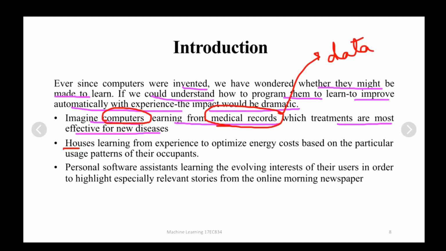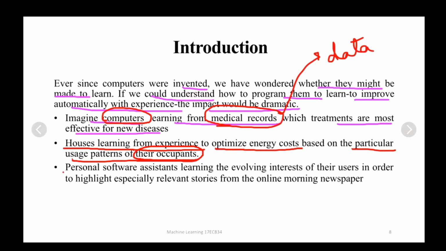So houses learning from experience to optimize energy cost based on the particular usage patterns of their occupants. Just imagine how good it is. Automated homes, you have come across so many projects, concepts, IoT subjects and all. If your house itself can take some of the actions and optimize the energy, then cost will also be reduced, energy efficiency will also be there, and that is dependent on that particular occupant. It is not a generalized one, it is dependent on the particular occupant, so that occupant will also get convinced. There will be no inconvenience, right? These are all some of the examples.